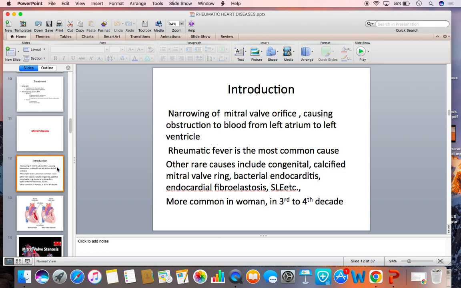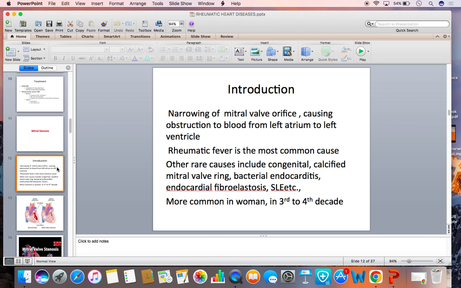Because streptococcal sore throat is very common in our community, and the recurrence of rheumatic fever is very frequent. That results in recurrent rheumatic mitral valvulitis, ultimately resulting in symptomatic mitral stenosis earlier than we see in the Western literature. Girls are more commonly affected than boys.